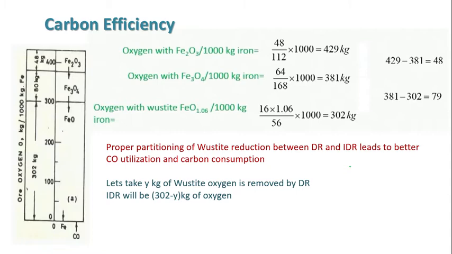Then we will talk about carbon efficiency. Carbon efficiency means what? First of all, we know that our blast furnace is a counter current reactor. The CO generated from the tuyere level goes from the bottom, from the tuyere level, to the top of the furnace.